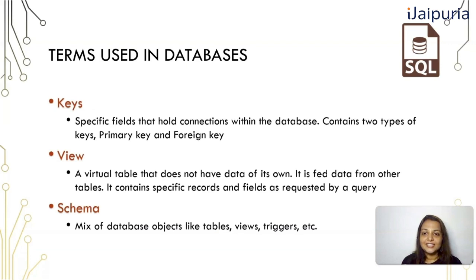Next, we have the keys. Keys are going to hold connections within the databases. As I said, we need not copy the entire data from one table to the other. Rather, we can make use of keys in order to show the relations among them. There are two types of keys that we are going to learn in the next chapters: primary key and foreign key.